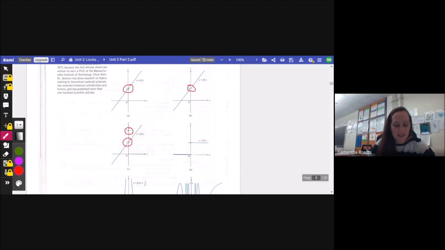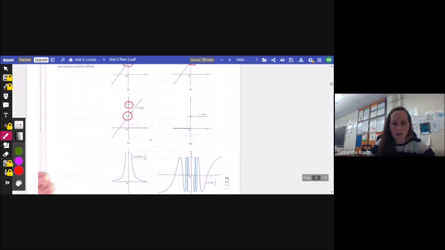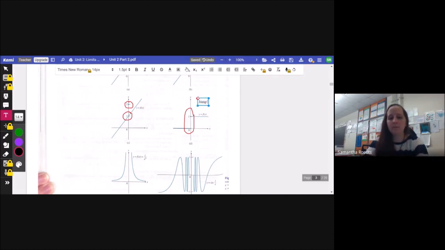The discontinuities in D through F are more serious. For D, the limit of f of x as x approaches 0 does not exist, and there's no way to improve the situation by changing f at 0. So I can see that right here, there's this big jump. The step function in D has a jump discontinuity. So it jumps, it goes from here to here. The one-sided limits exist but have different values.